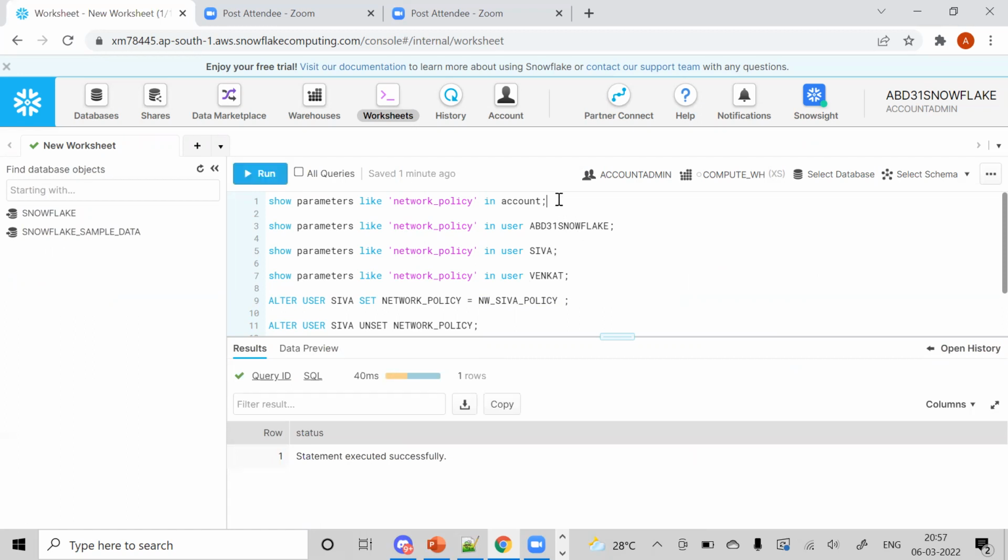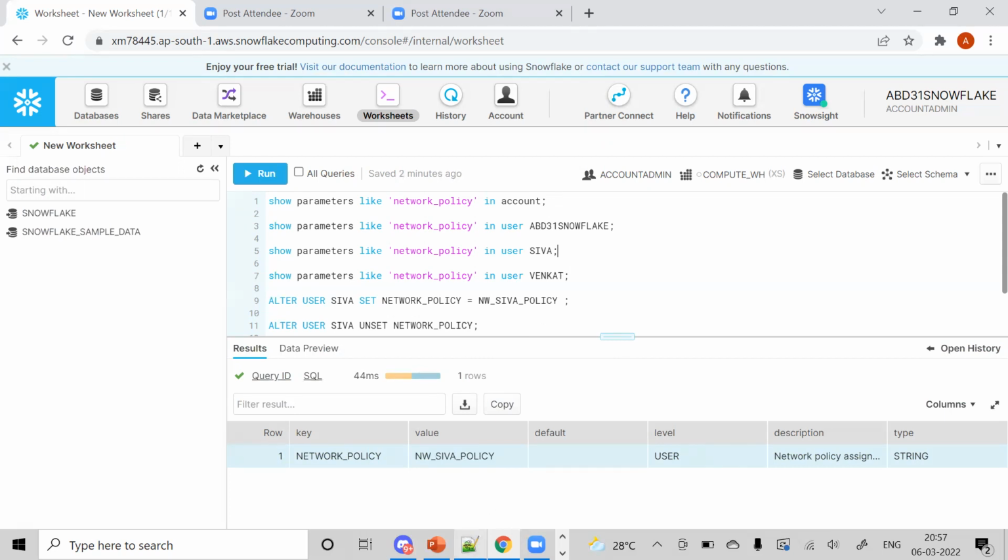Let's see the network policy at account level. It is still account level. Let's see my user. It is account level because by default I am at the account level. For Venkat, also it is account level. For Shiva, it is Shiva policy. Now Venkat will not be able to log in. Venkat, you will not be able to log in because the policy enforced for you as a user, you don't have any specific policy enforced on you.